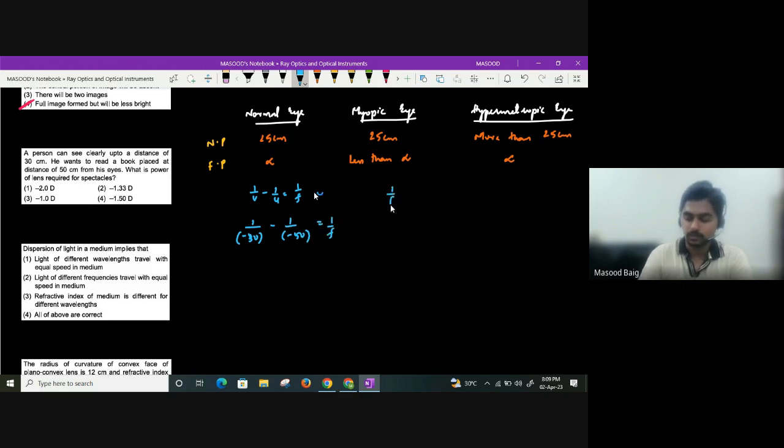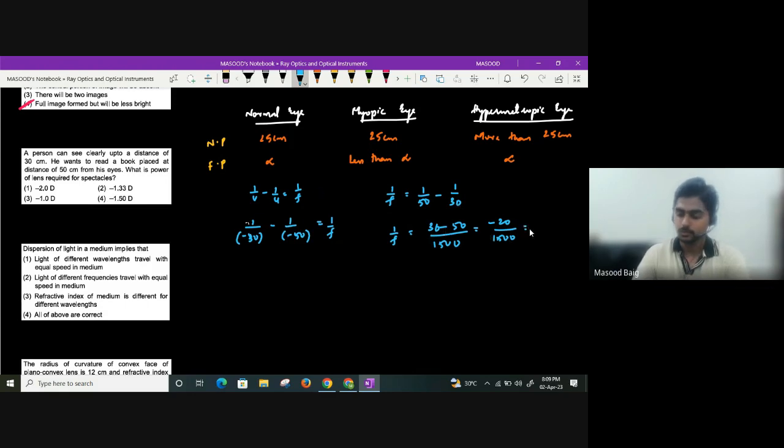So I'll get the 1 by f value as 1 by 50 minus 1 by 30. So 1 by f can be taken as 30 minus 50 divided by 1500. You'll get minus 20 divided by 1500. Yes or no, all of you? Which turns out to be minus 1 by 75. Yes or no? Minus 1 by 75.